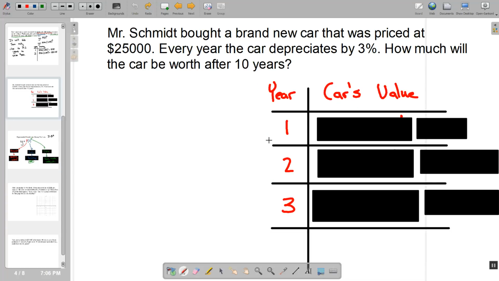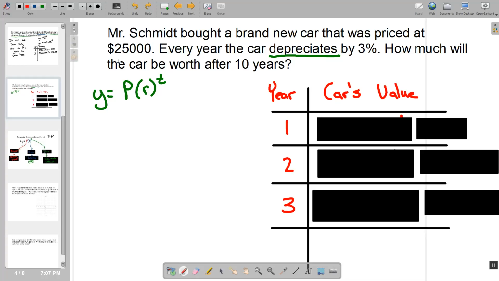Mr. Schmidt just bought a brand new car that was priced at $25,000. And every year the car depreciates, which means decreases, by 3%. How much will that car be worth after 10 years? So we need to make an equation in order to solve this problem. And we're obviously going to be looking at the y equals principal times rate raised to the time function.